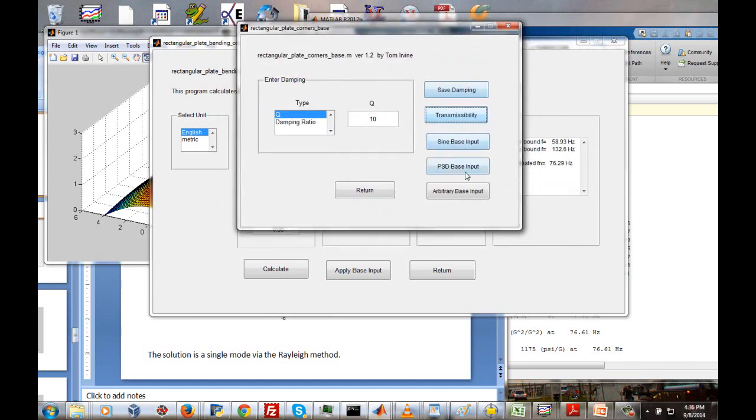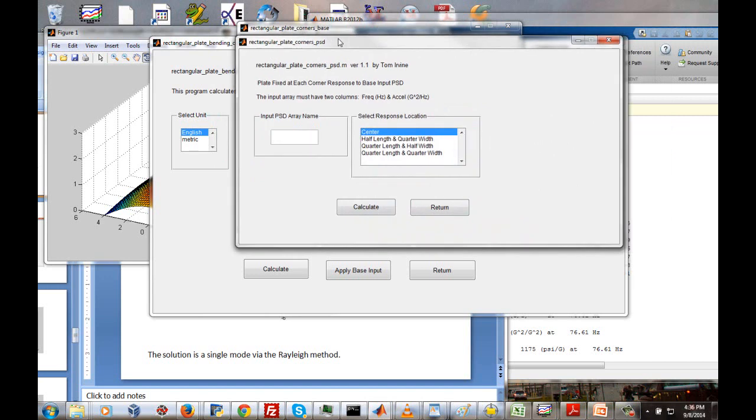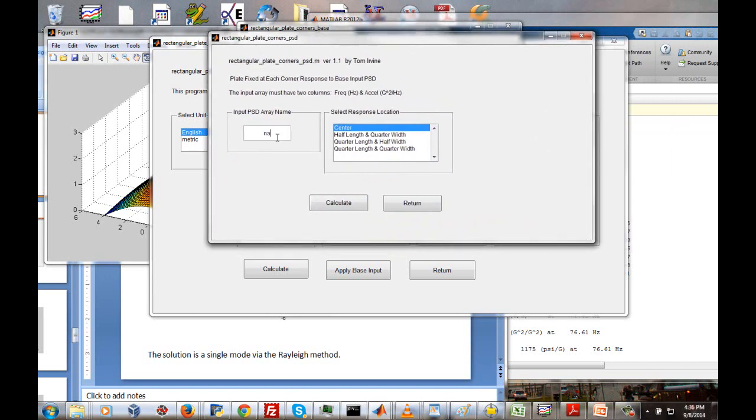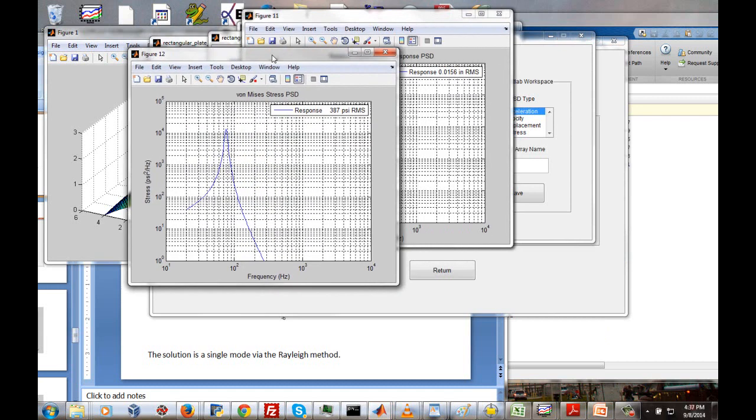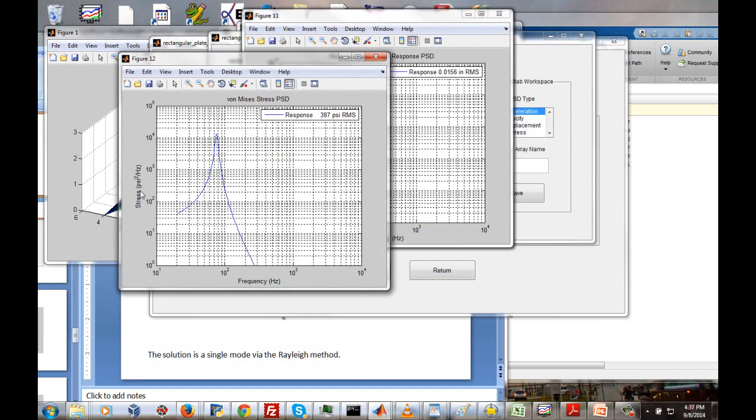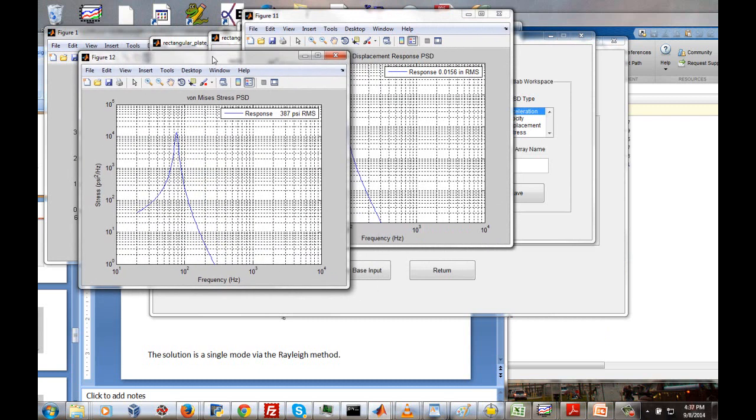Let's go ahead and do the navmat base input to this plate, which is point supported at each corner and otherwise free. So we already have navmat underscore spec in our Matlab workspace. Let's look at the center response. And all of our PSDs flash by. So we have our stress PSI squared divided by hertz versus frequency in hertz. That's the von Mises stress PSD, overall level, 387 PSI RMS.